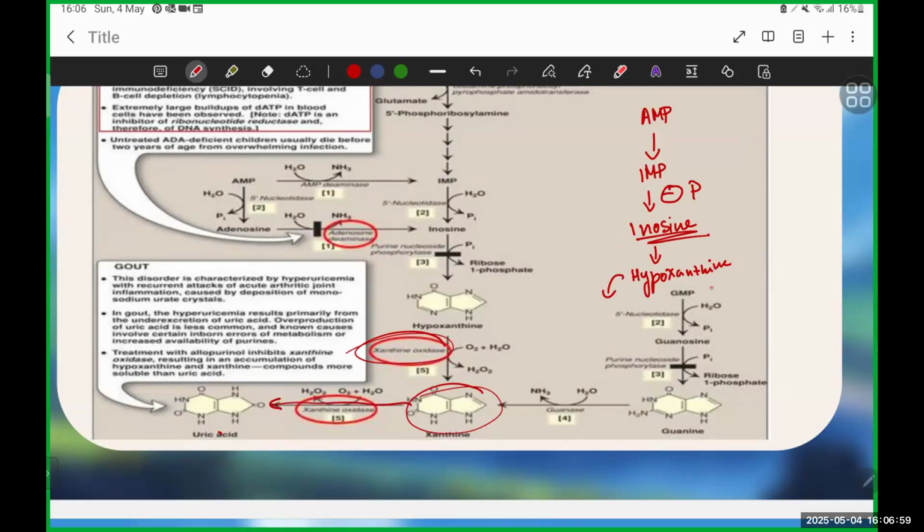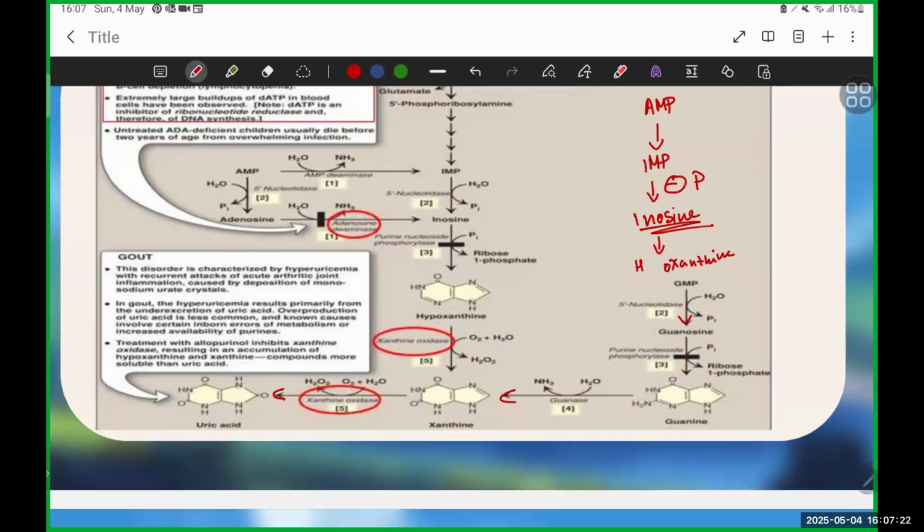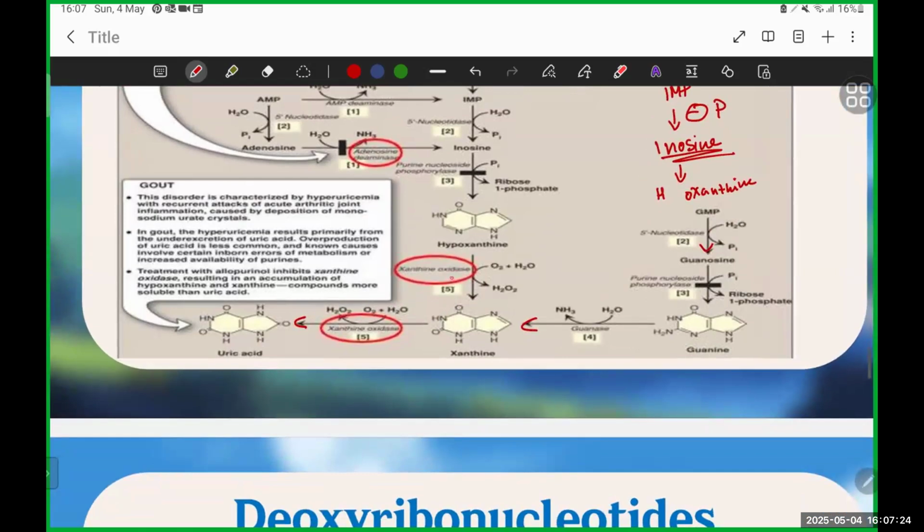uric acid. GMP again, same thing: guanosine, remove the phosphate, and then you remove the sugar, right? Remove the sugar, you have guanine. Guanine eventually forms xanthine again. Xanthine, what happens to xanthine? Xanthine oxidase. Then you have uric acid. Now, this enzyme is also important to remember because this also has a clinical condition with it.